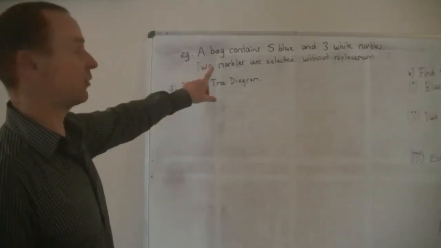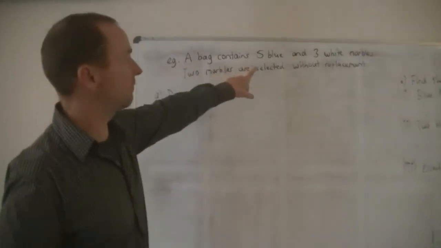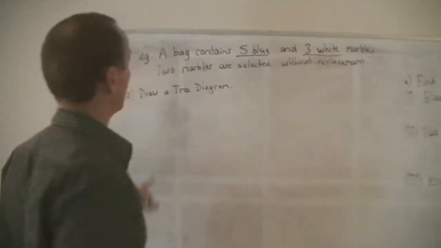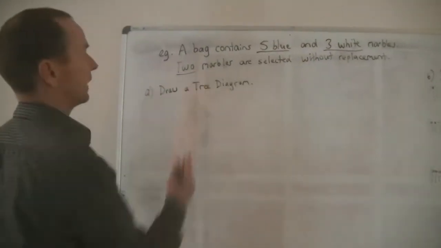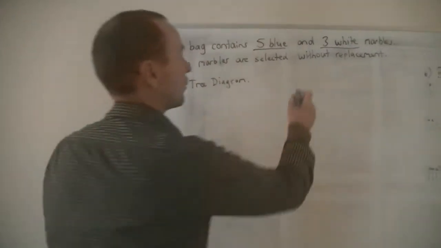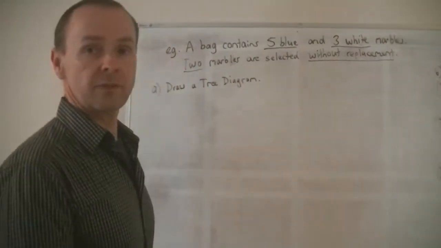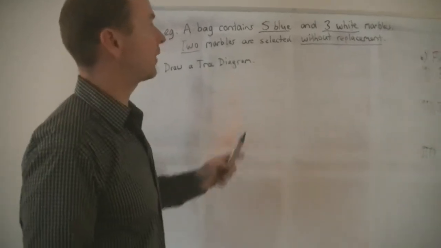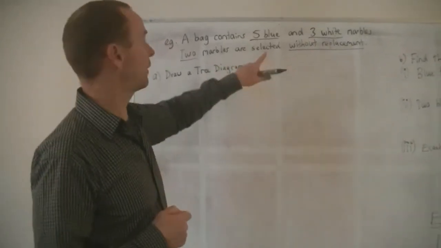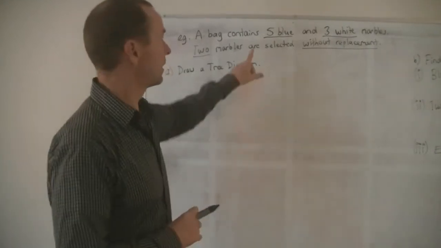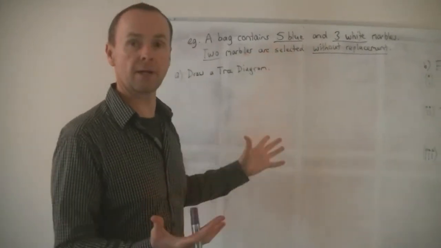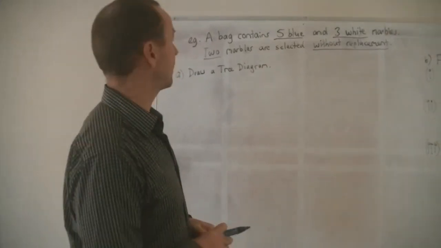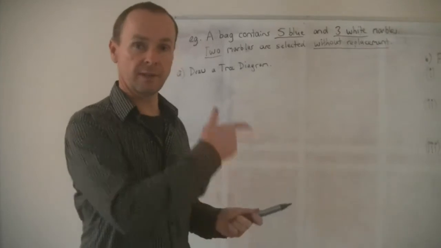But this time, if we read the question carefully, a bag contains 5 blue and 3 white marbles. So I'm going to underline the important bits. 2 marbles are selected, so that means there's 2 events, without replacement. So we pick one marble out, we look at it, and we put it to the side. Then we pick another one out, but like I mentioned a minute ago, all the probabilities are going to change, because at the start there's 8 marbles in the bag, and once we've picked one out, there's only 7 left. So this is actually dependent events in this case.